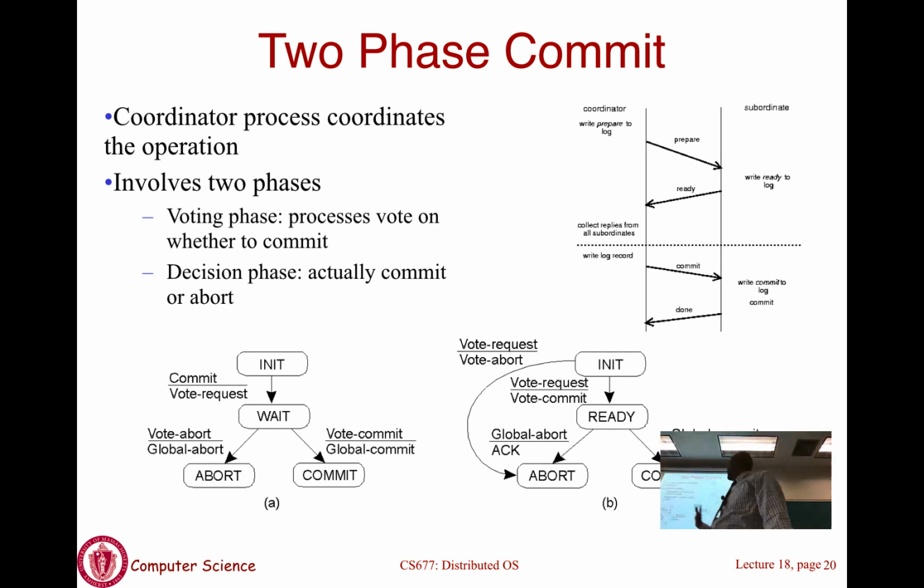Specifically, let's say the coordinator asked for a vote, and everyone voted to commit. They are all in ready state. The coordinator got the vote, but before it could transmit the results of the vote, it crashed. Then the question is, can the remaining nodes decide among themselves what to do?